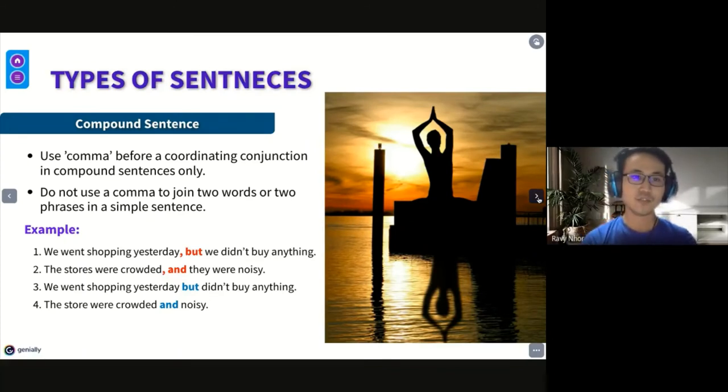Do not use a comma to join two words or two phrases in a simple sentence.